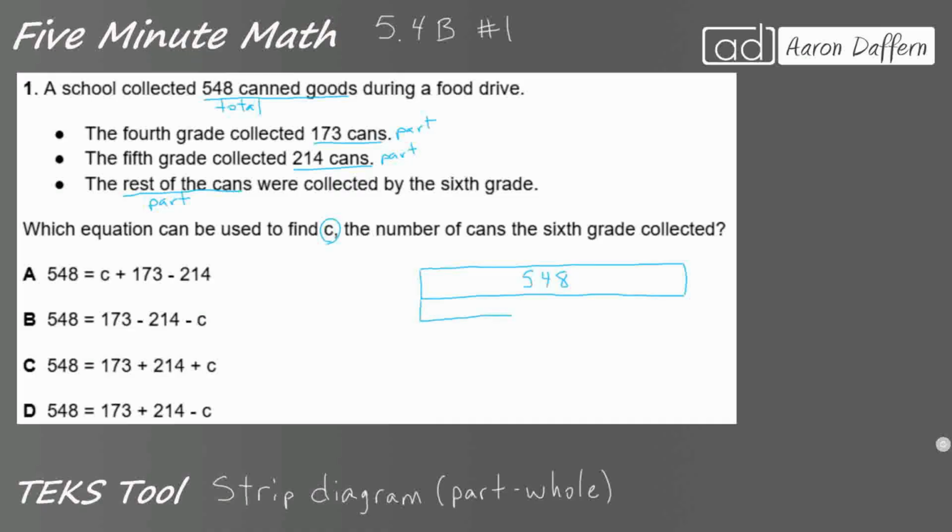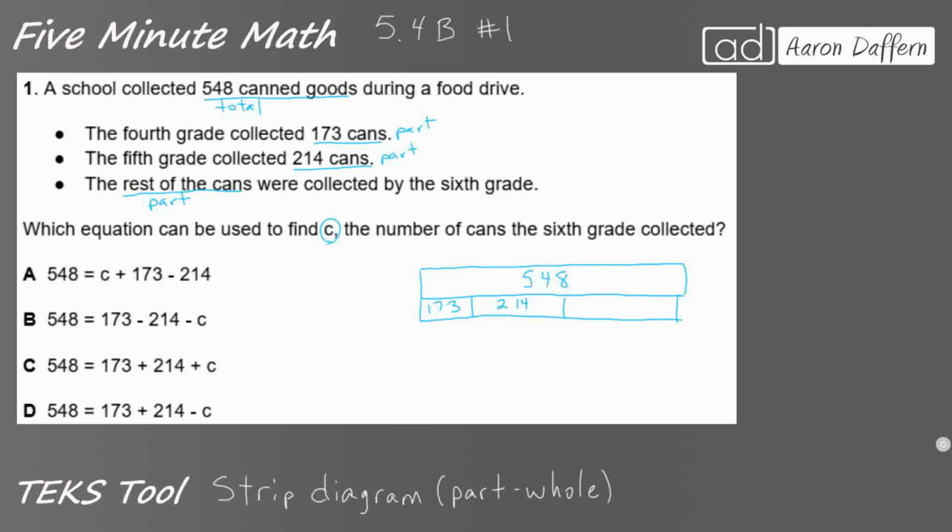So I'm going to break this up into three parts, and I'm not going to be too worried about making them equal because I don't know how many are in that final group, and I know that one of these parts is definitely smaller than the other. So we're not dealing with equal groups because my fourth grade's got 173 cans. My fifth grade's got 214 cans. That last part is the rest.